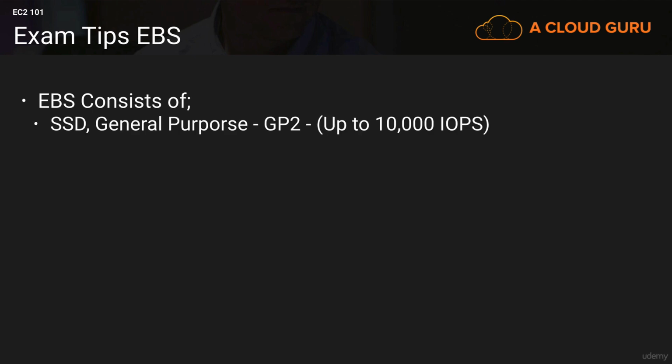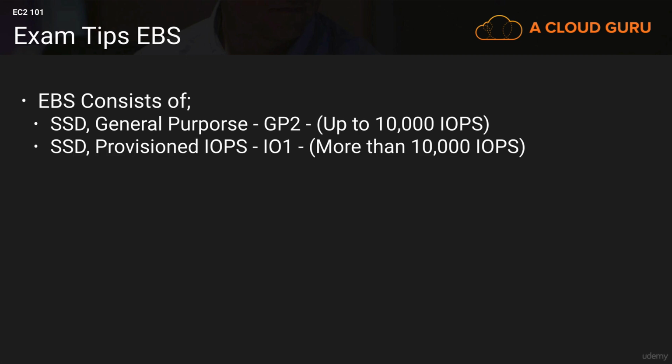So what does EBS consist of? Well, it's SSD general purpose. So this is for anything up to 10,000 IOPS. We then have SSD provisioned IOPS, which is IO1, and this is for anything more than 10,000 IOPS, and you can have up to 20,000 IOPS per volume with provisioned IOPS now.